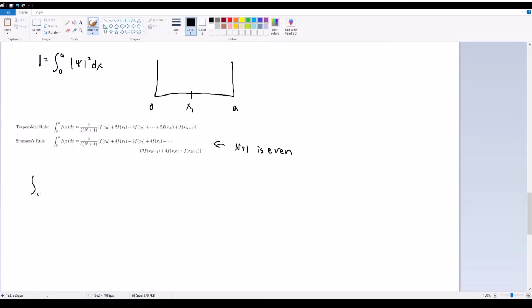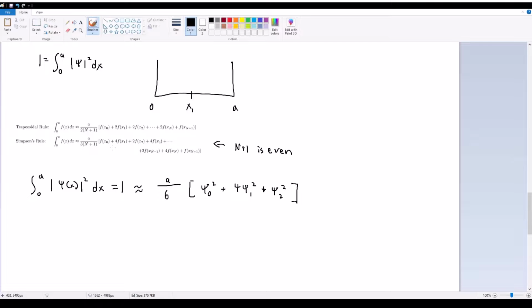So the integral from 0 to a of the magnitude of psi of x squared dx is equal to 1, and via Simpson's rule is approximately equal to a over 3(n+1), so n+1 is 2 times 3 is 6, multiplied by, and this pattern is 4, 2, 4, 2, and then 1, ending at 1. So in this case, we have x0, xn, and xn+1, because n is just equal to 1. So this is going to be psi0 squared plus 4 psi1 squared plus psi2 squared, like that.